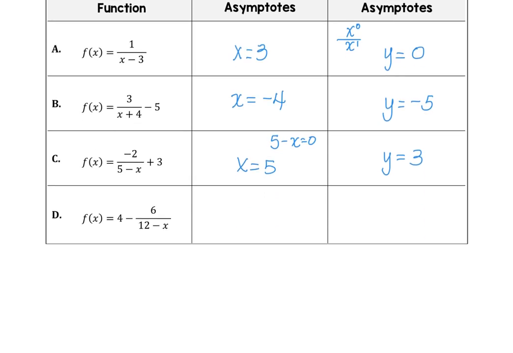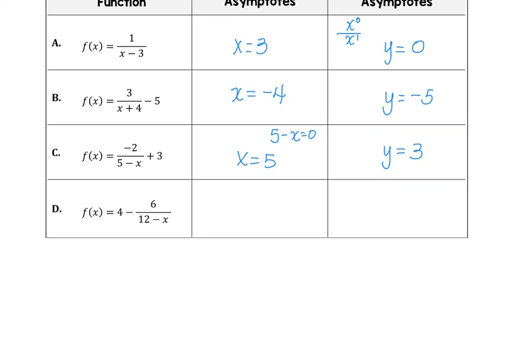And finally, on this one, we see y equals 4 comes first. That's our horizontal asymptote. And same as part C, 12 minus x is 0 when x is 12. So we've got a vertical asymptote at 12. That's the end of lesson 112.